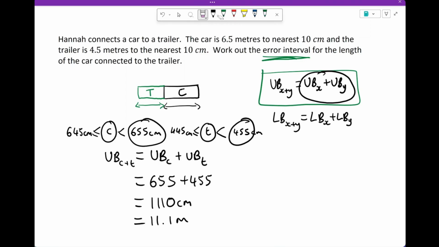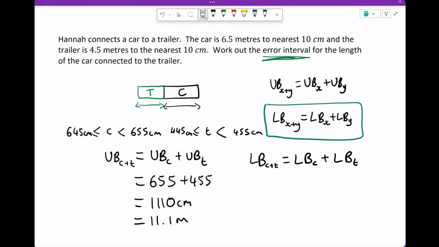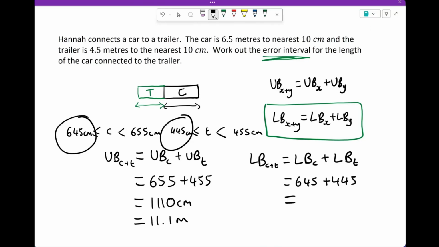Now let's do my lower bound instead. So for my lower bound, it is just the lower bound plus the lower bound. It's the two numbers I haven't used yet. The lower bound of C plus T is equal to the lower bound of C plus the lower bound of T. So the two numbers I'm going to be adding together this time will be the 645 and the 445. So I would be doing 645 plus 445, and then that's going to give me an answer of 1090 centimeters, which if we convert to meters would be 10.9 meters, like that.